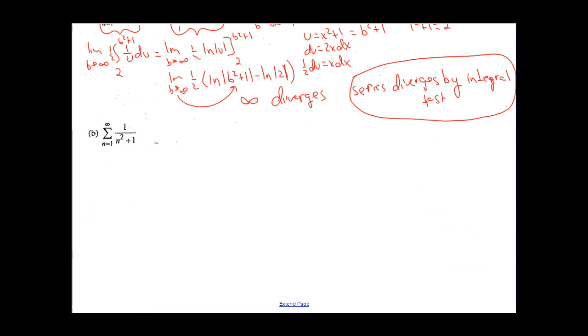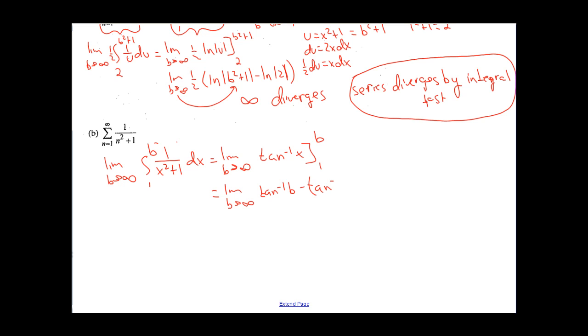In the next example, we're going to take the limit as b approaches infinity of the integral from 1 to b of 1 over x squared plus 1 dx. That's equal to the limit as b approaches infinity of inverse tangent of x evaluated from 1 to b, which is the limit as b approaches infinity of the inverse tangent of b minus the inverse tangent of 1.